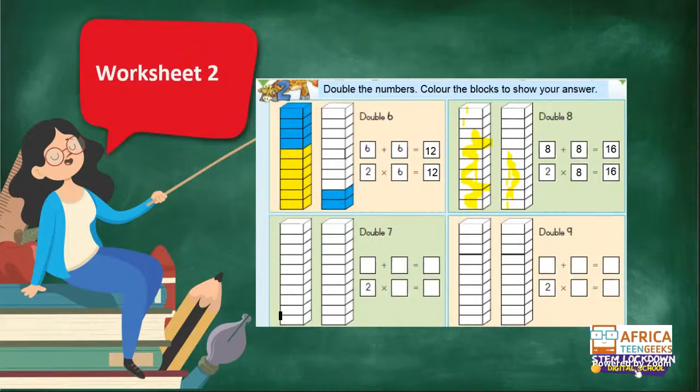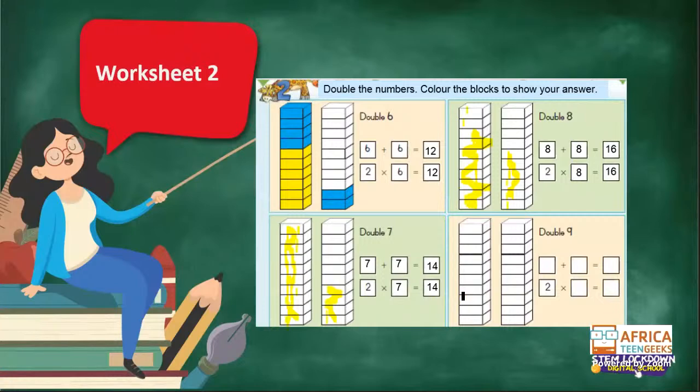The same with 7. I'm going to color 7 blocks. 1, 2, 3, 4, 5, 6, 7. And again, 1, 2, 3, 4, 5, 6, 7. So this is the blocks I'm going to color up. Like this. And of course, then I say 7 plus 7 equals 14.